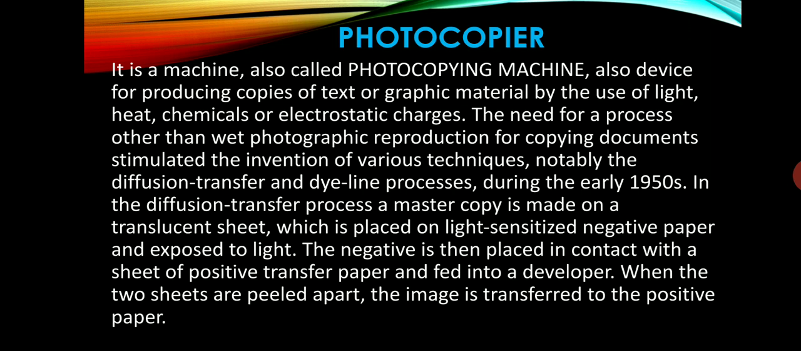In the diffusion transfer process, a master copy is made on a translucent sheet which is placed on a light sensitized negative paper and exposed to light.